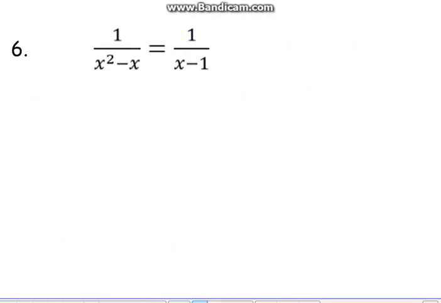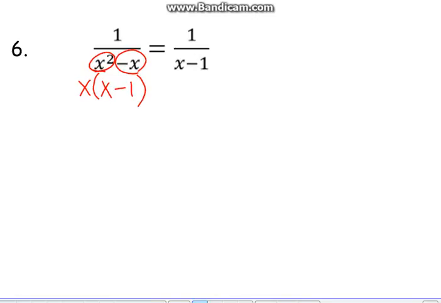Okay. Example number 6, 1 over x squared minus x equals 1 over x minus 1. So step 1, factor. This denominator we actually can factor. There is a common factor of x in each of these two terms. So when I factor an x out of x squared, I'm left with x. When I factor an x out of negative x, I'm left with just negative 1.